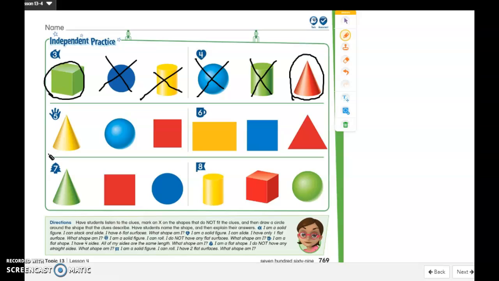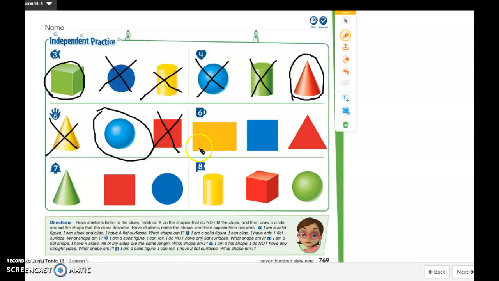All right, number 5. I am a solid figure. I can roll. I do not have any flat surfaces. What shape am I? I am a sphere. Why did I cross out the square? He's not solid. Why did I cross out the cone? Because my answer has no flat surfaces, and the cone has one. So he's not. That's it, not him.